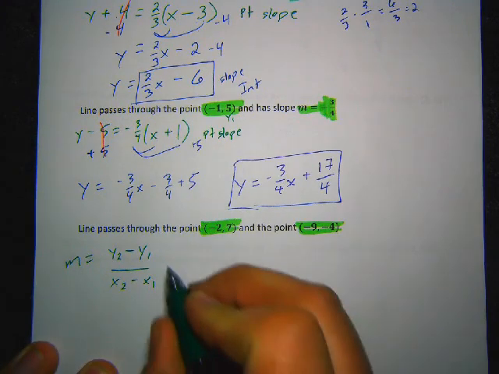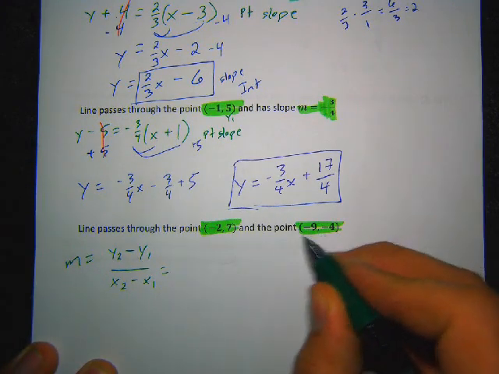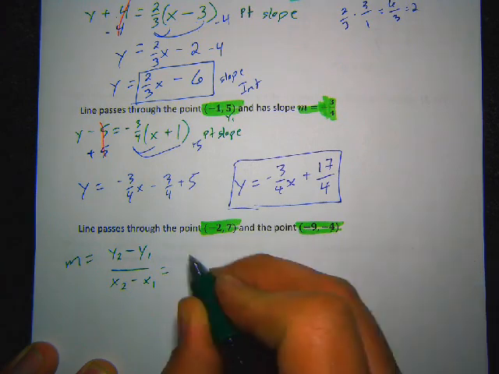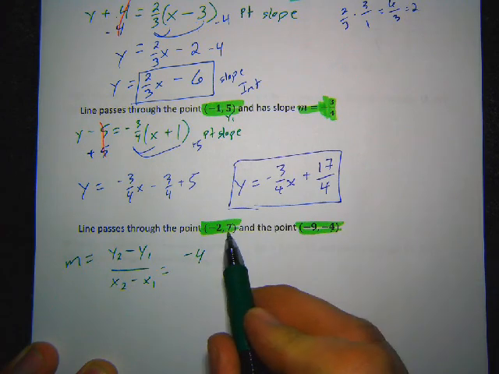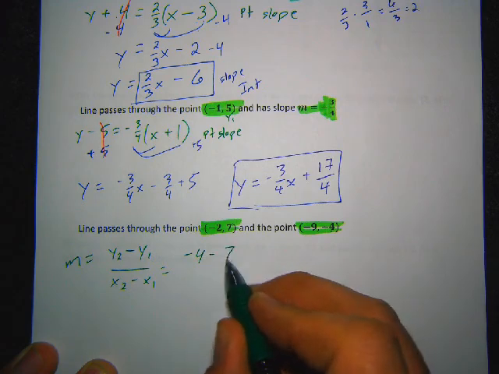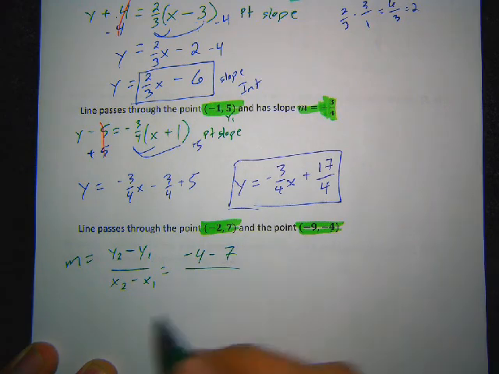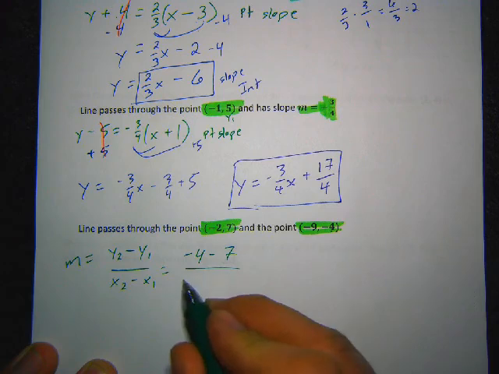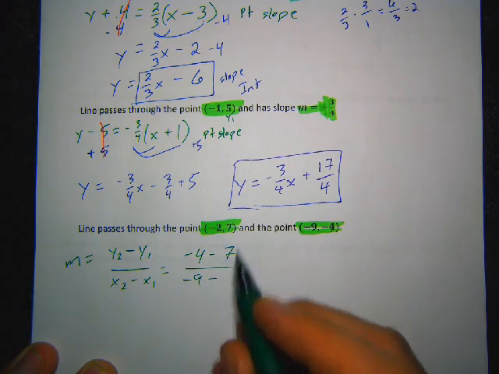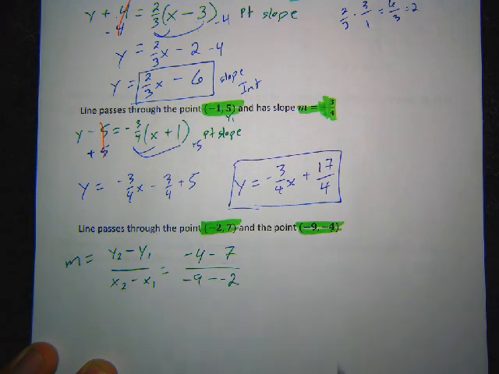So you just take the 2 points and find your slope yourself. I'm going to take these two and put in my x2, y2 over here. So negative 4 is my y2. This will be my y1, so I subtract 7. On the bottom I'll have x2, which is negative 9, minus x1, which is negative 2. And that will give me my slope.